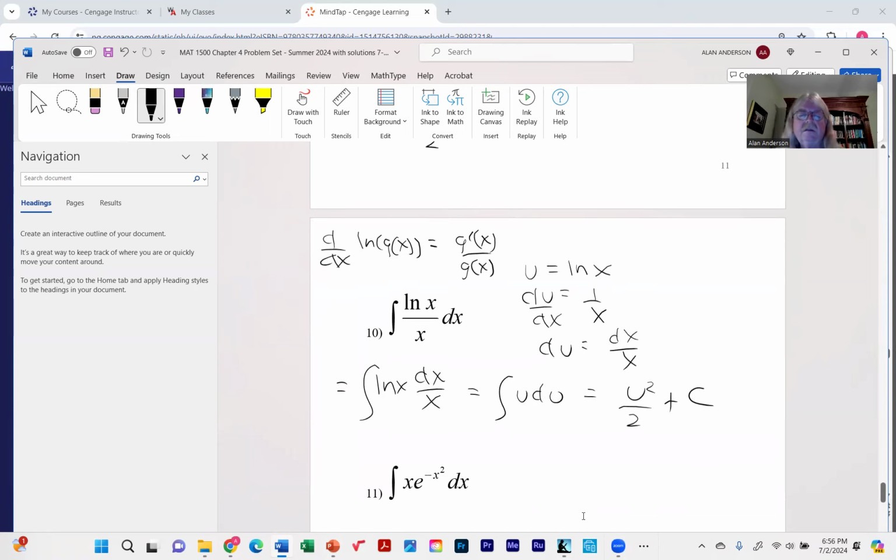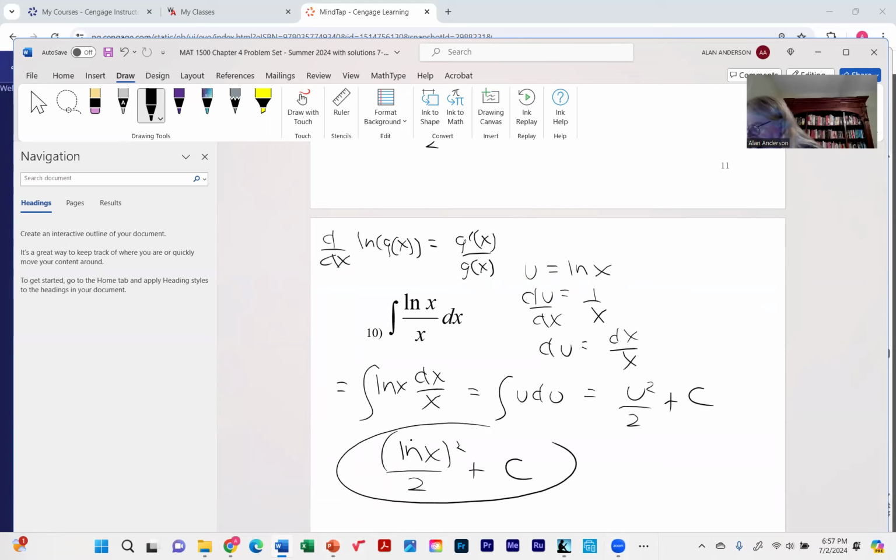So we end up with log x squared over 2 plus c. Oh, wait a minute. No, no, that's right. Yep, no, I got it. U is log x, du is dx over x, so we're good.